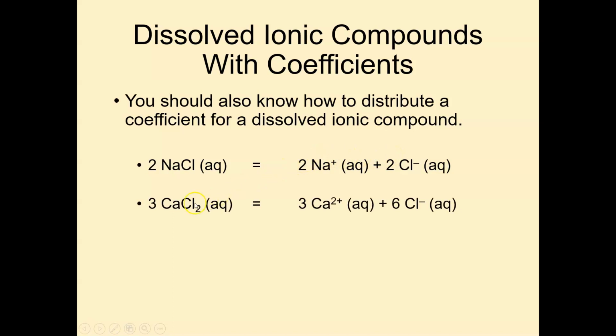Now let's take a look at calcium chloride. The coefficient is 3, the subscript of calcium is 1, so I get 3 moles of calcium ions. The coefficient is 3, the subscript of chloride is 2. I multiply those together, I get 6 moles of chloride ions. Each mole of calcium chloride gives me 2 moles of chloride, but I've got 3 moles of calcium chloride. So I've got 6 moles of chloride.